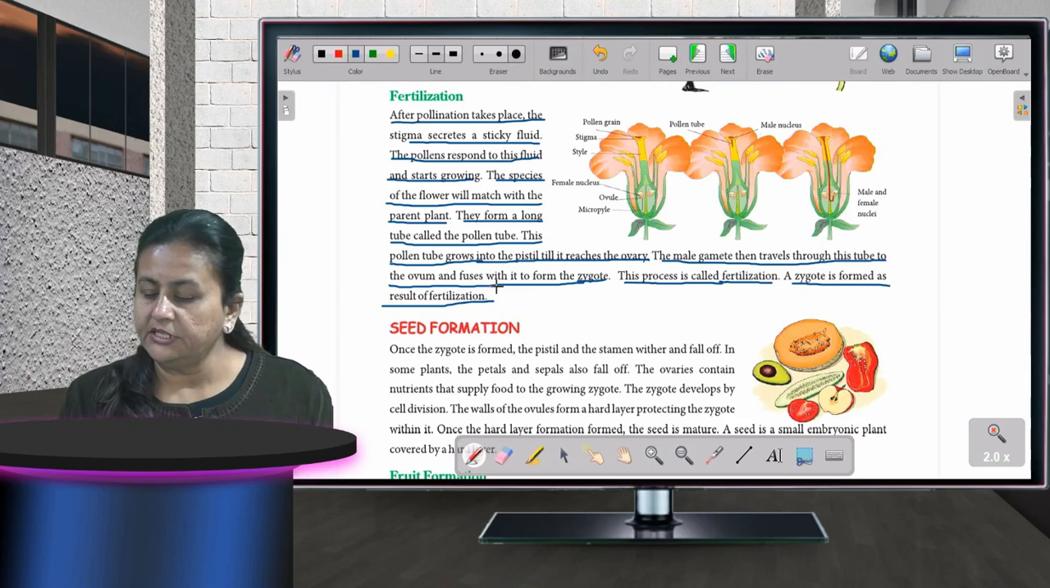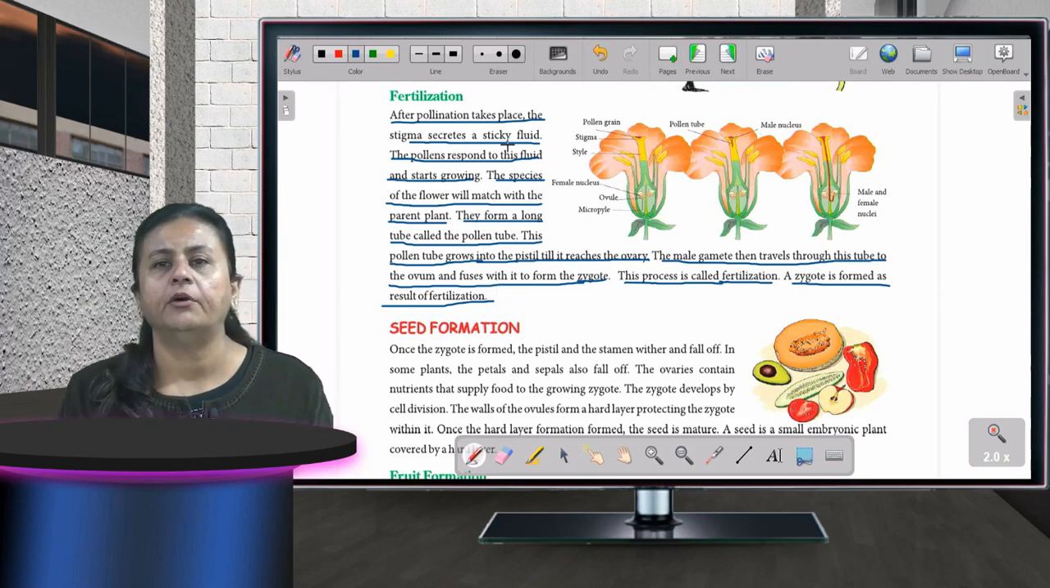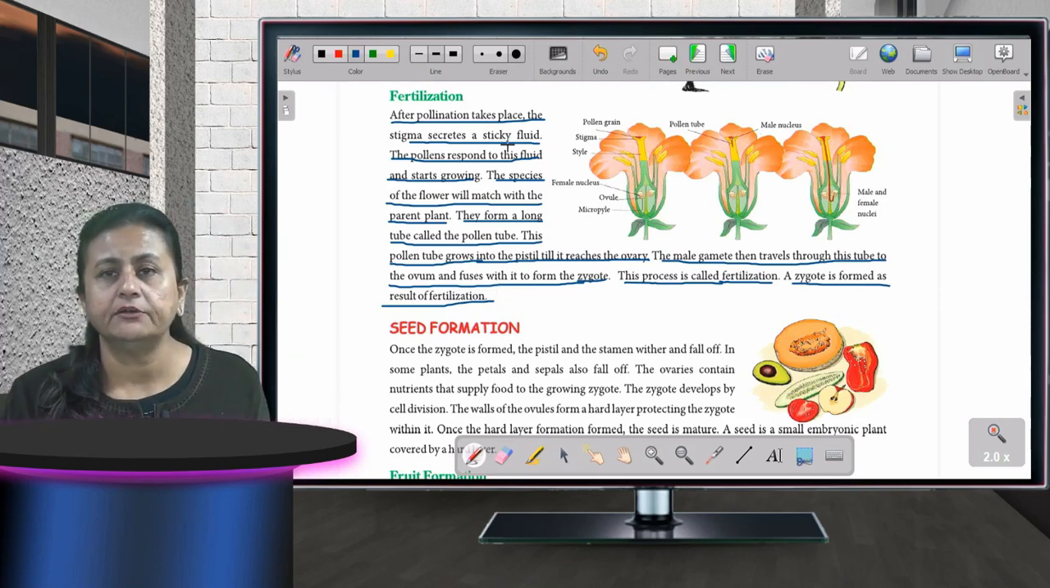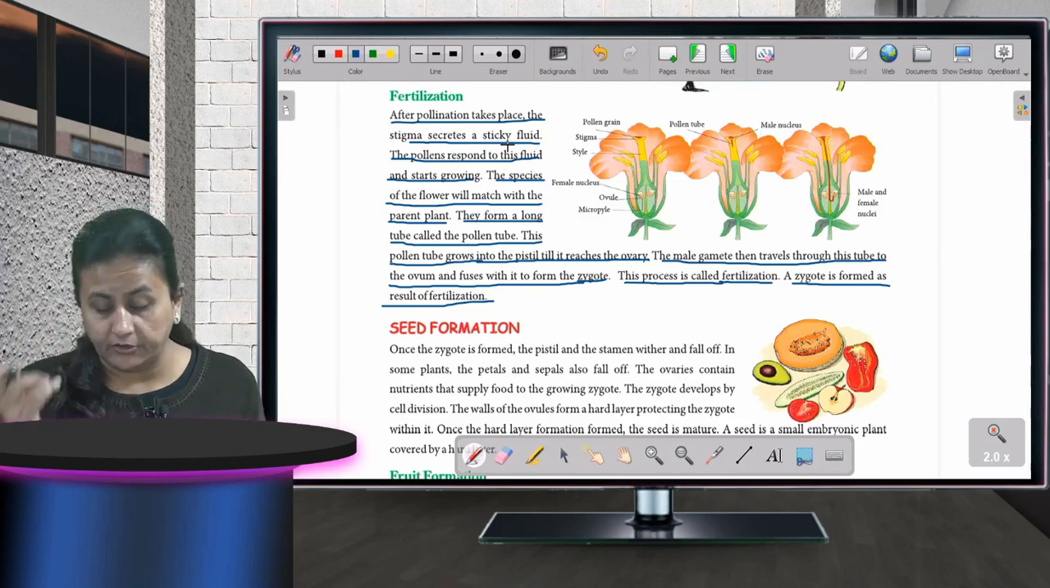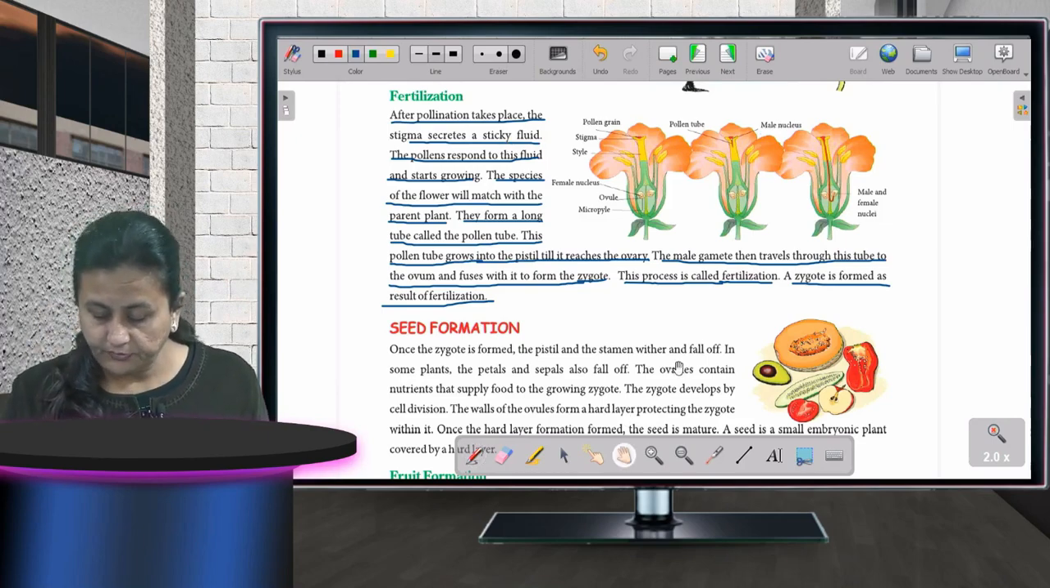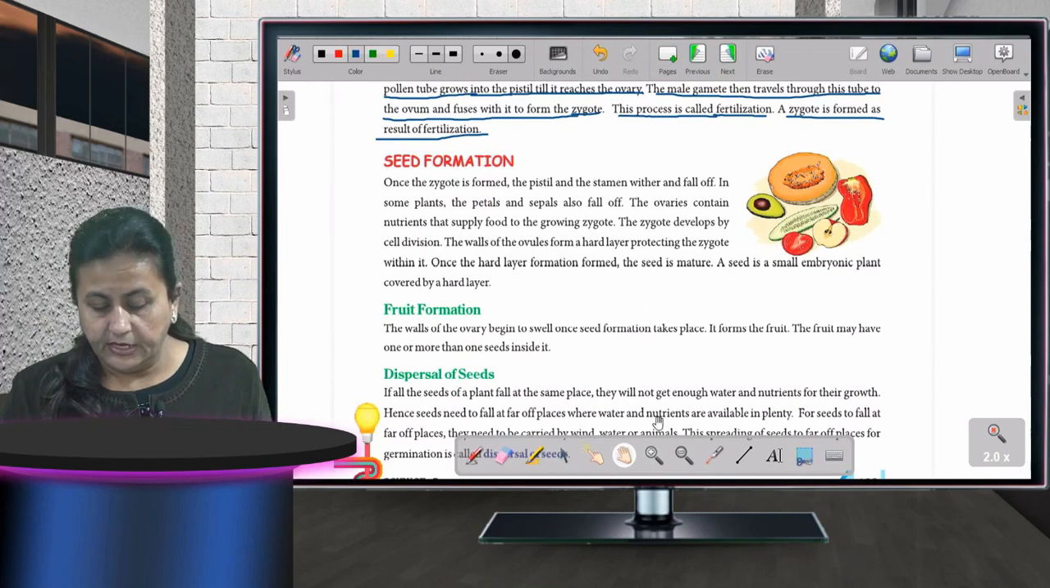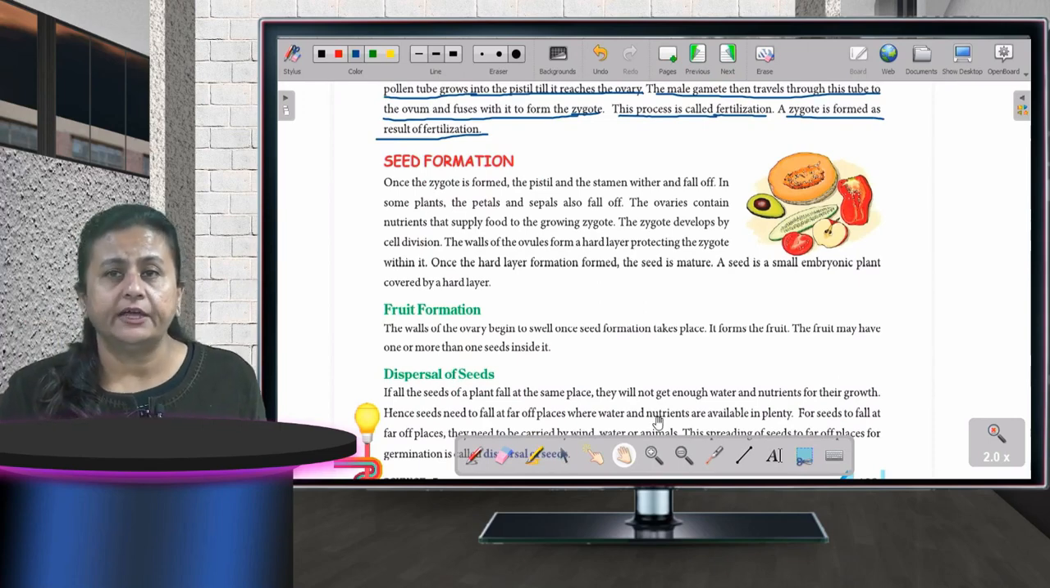Now seed formation. How is the seed formed in the plants? We will be studying now. See, once the zygote is formed. What is a zygote?